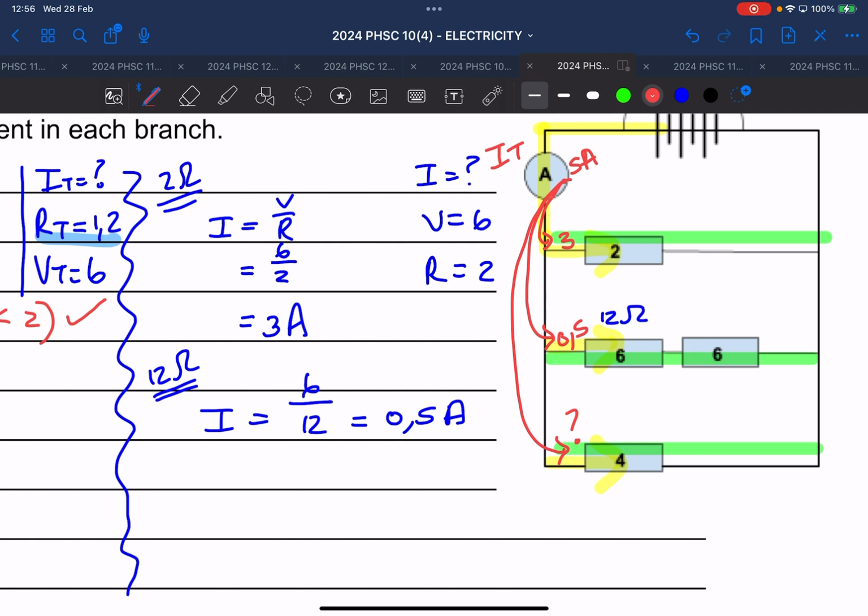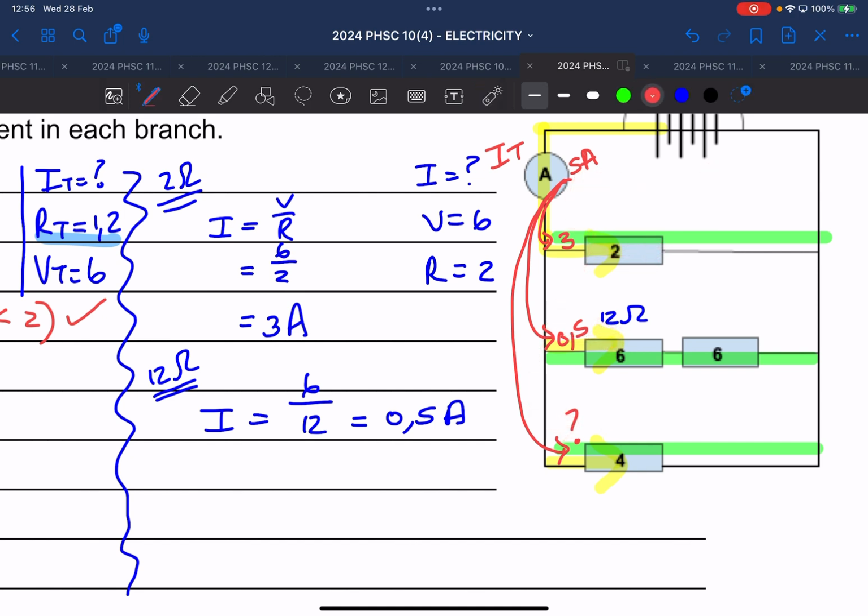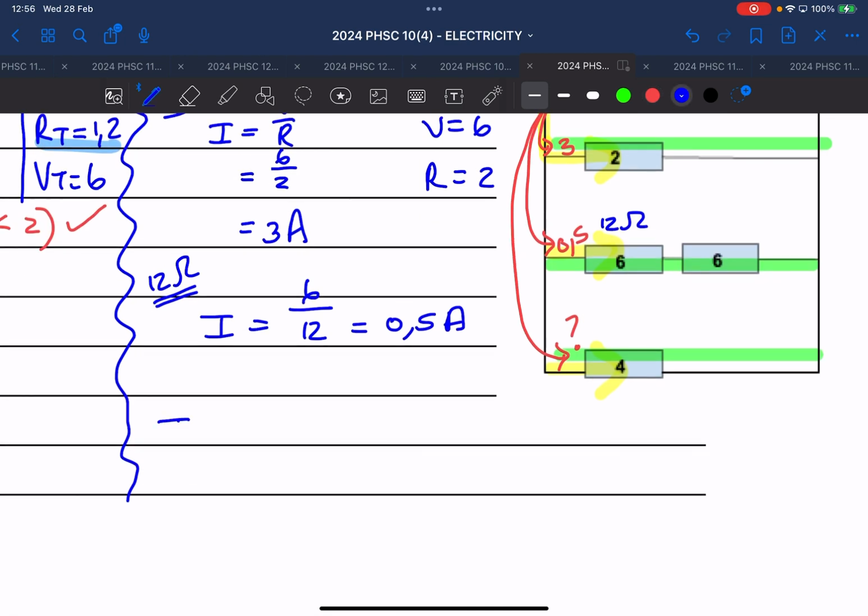You had 1, 2, 3, 4, 5 amperes in your circuit. 3 of them choose to go through there. A half chooses to go through there. So how many do you have left? 1.5 to go through there. Alright, so the current through the 4 ohm branch is 5 minus 3 minus 0.5, and that gives you 1.5 amperes.